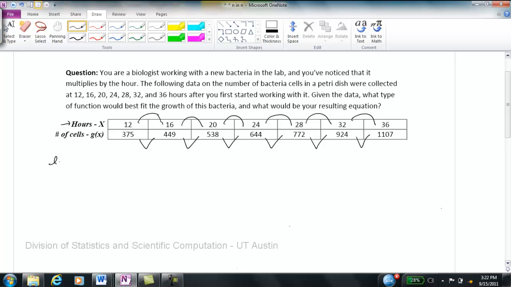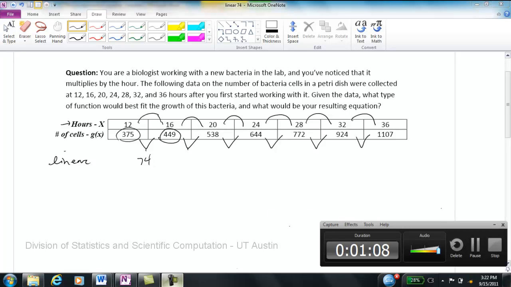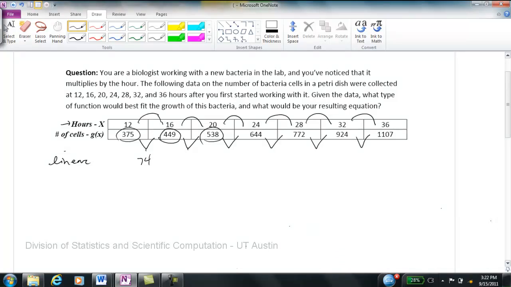So the first thing I might examine is whether or not I think this is a linear relationship. To examine whether it's a linear relationship, I just want to look at the difference here. The difference between 449 and 375 is 74 cells. The difference between 538 and 449 is 89 cells. The difference here is 106, 128, 152, and 183. This does not look like a linear function.